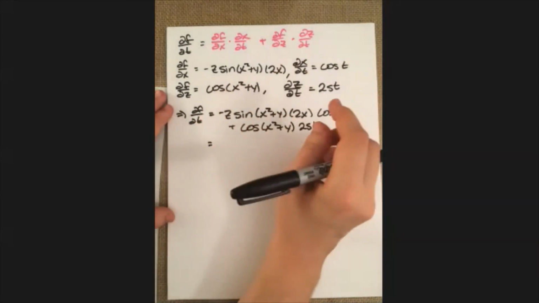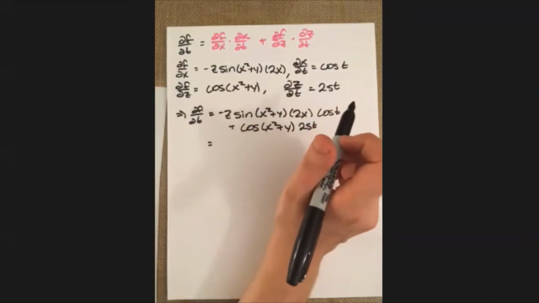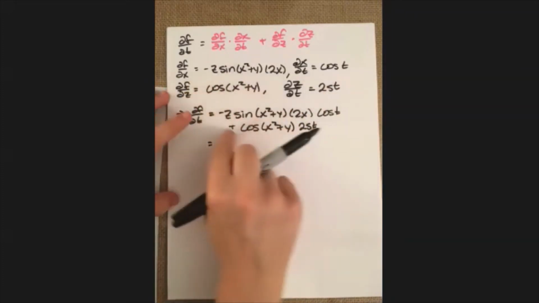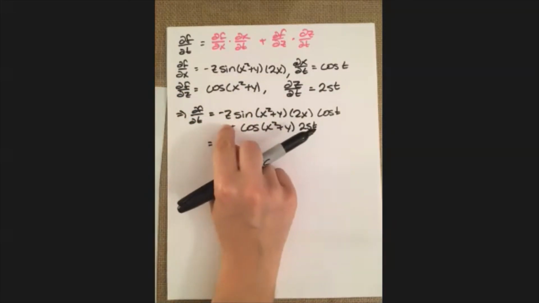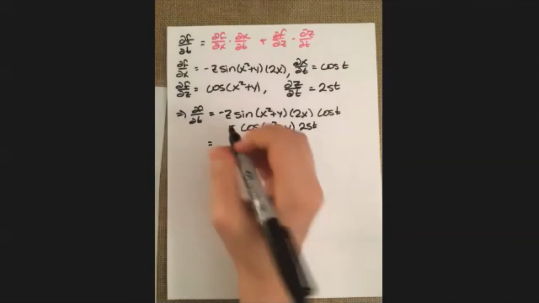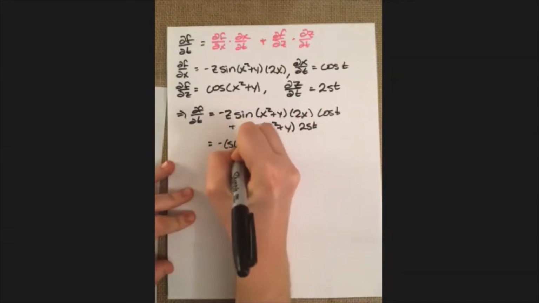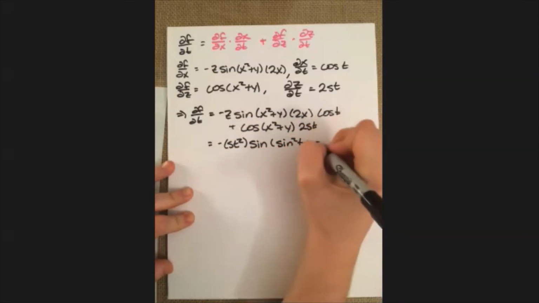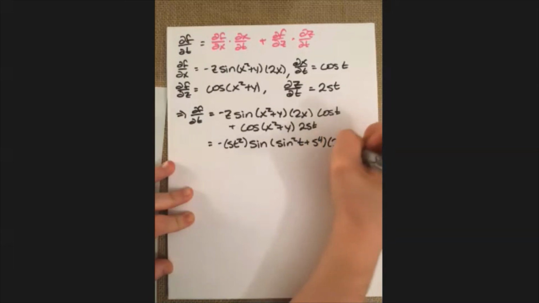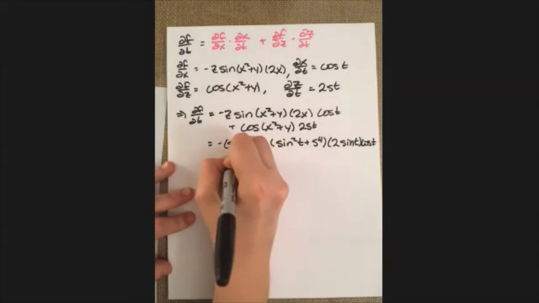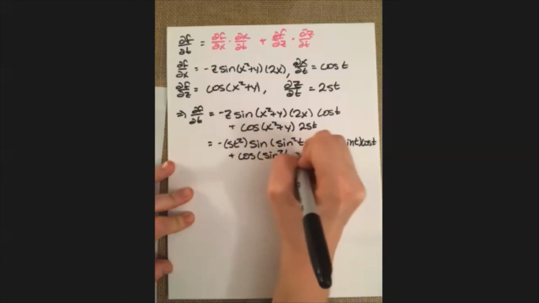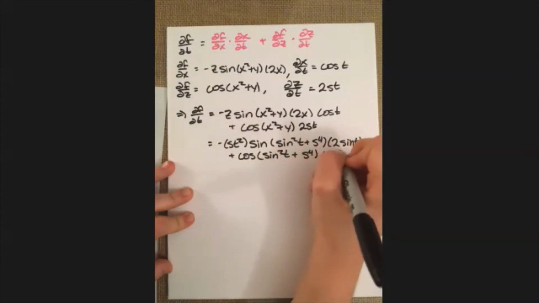Okay, so now at this point, I just want to plug in my independent variables. z, we had said, was equal to st squared, so I'm going to have negative st squared sine of sine squared t plus s to the fourth times 2 sine of t and then cosine of t, plus cosine of sine squared t plus s to the fourth and then 2st.